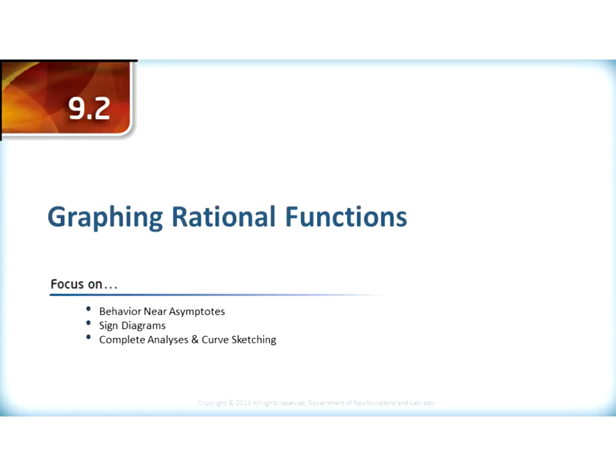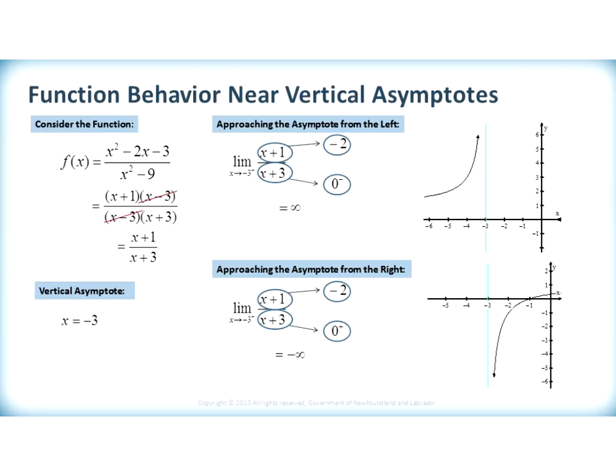All right, let's get down to business. We're going to look at some specifics here. Specific topics we have to look at: behavior near asymptotes. And in particular, we're interested in behavior around vertical asymptotes. For that, then we're going to look at sign diagrams. And that's something that'll be really helpful for when we go to actually graph these functions. And then we're going to do complete analyses and curve sketching of a few rational functions. All right, without further ado, here we go.